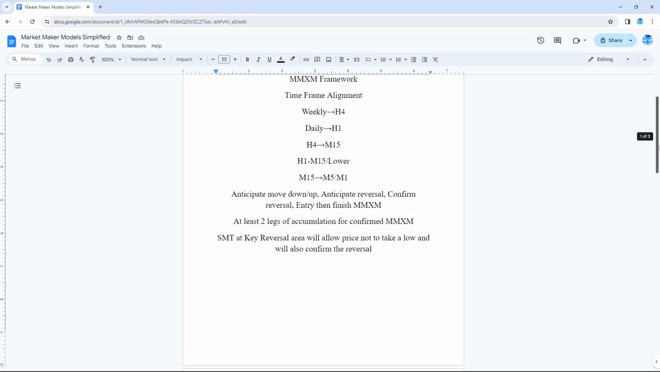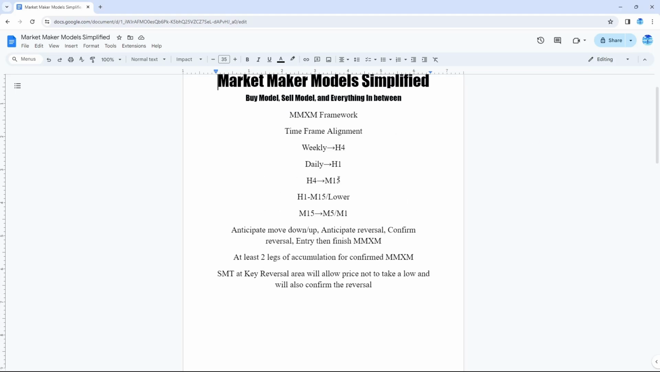Alrighty, and I know I didn't get into lower time frame market maker models, right? But this is just market maker model simplified. Whenever the buy model and the sell model, right? How buy models turn into sell models, how sell models turn into buy models, right? Where you can find an entry in between, right?